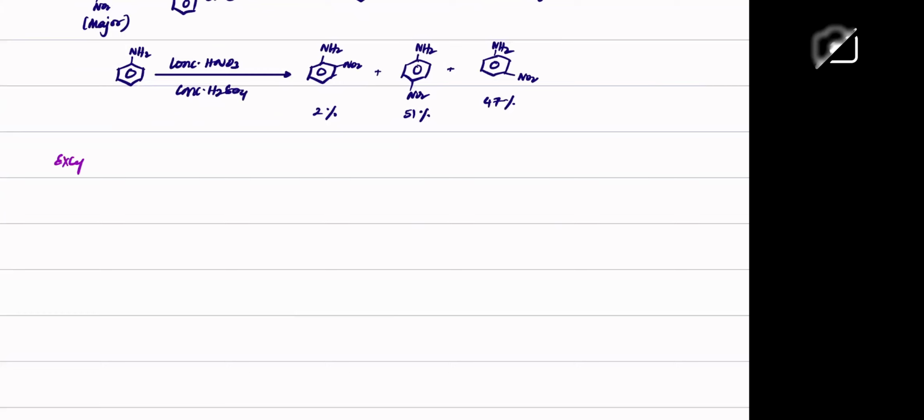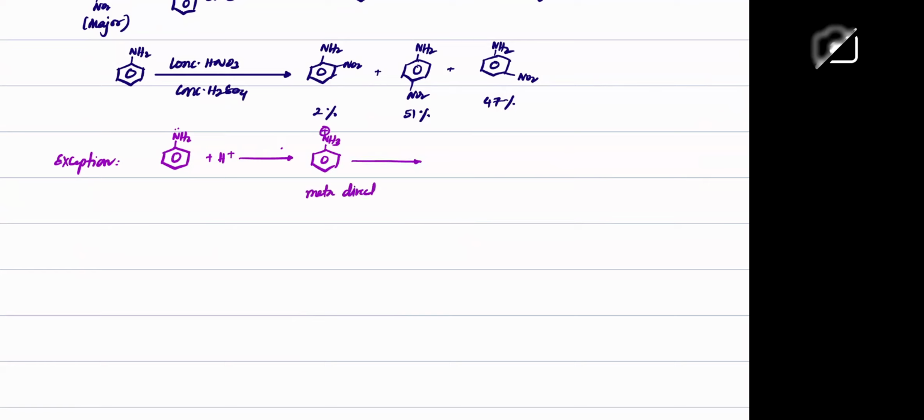Why this is an exception is because aniline is actually basic in nature, and you are putting it in an acidic medium, which leaves you with the anilinium ion, NH3+. Got it? And NH3+ is a meta directing group.